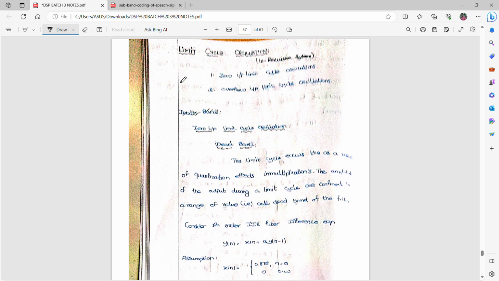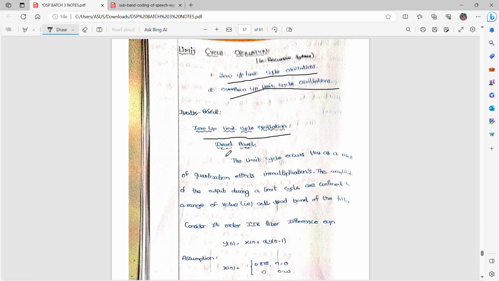So, good morning everyone. Now we are going to see the topic named limit cycle oscillation. In this we have two types: one is zero input limit cycle oscillations and the other is overflow limit cycle oscillations. So, let us see one by one. First, we have to see the topic named zero input limit cycle oscillation.